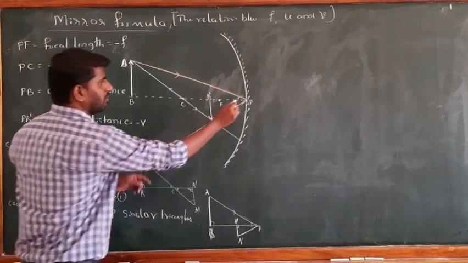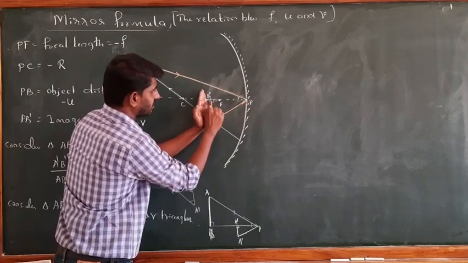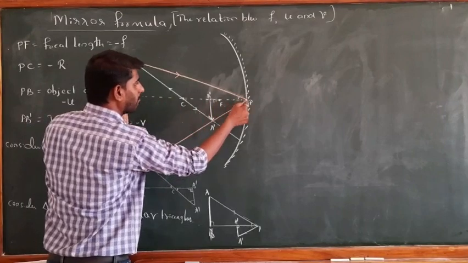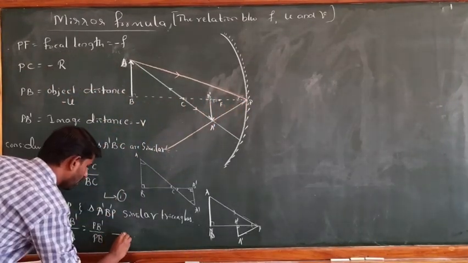Where is PB dash? Here to here. This is the adjacent side of this triangle, and there is one more large triangle, PB. So PB dash divided by PB. I call this equation number 2.